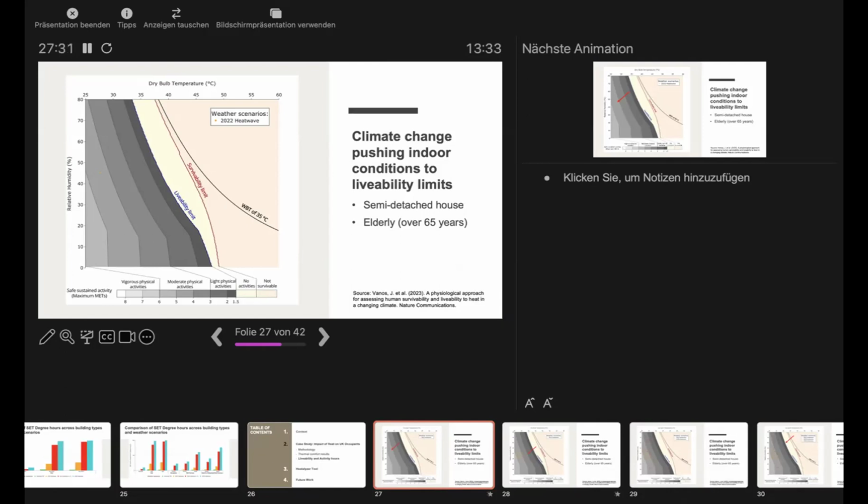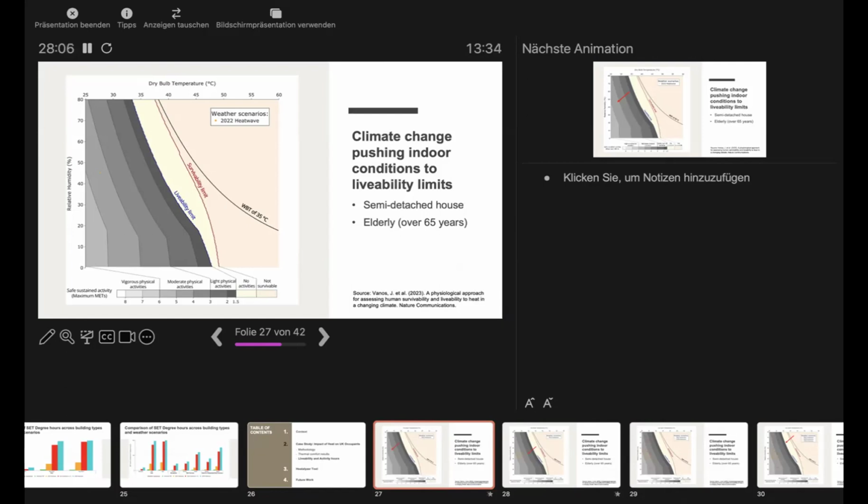Then as soon as you cross the livability line, this yellowish area would mean that an elderly person can only lie down without any clothes and stay hydrated, but not move at all. So it's still survivable, but obviously not livable anymore. And then there's this quite harsh livability line. What we now did is look at the indoor conditions during these heat waves and plotted the hourly values on this plot, such that we could see what kind of activities are still possible during these situations inside for different housing types.